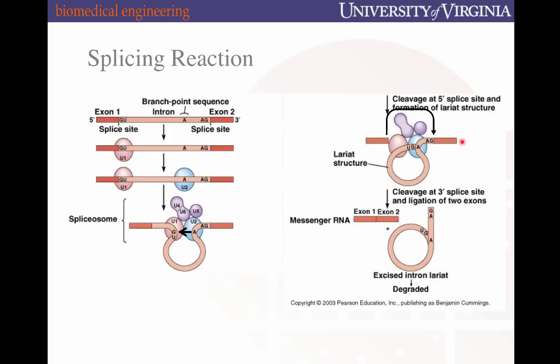But then this free end of the first exon attacks the second consensus 2 base sequence on the other end of the intron. And these are transesterification reactions. And once that second attack happens, you get these 2 exons released as bound to each other and the lariat on its own. And that lariat gets rapidly degraded.